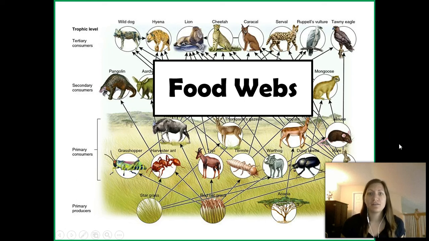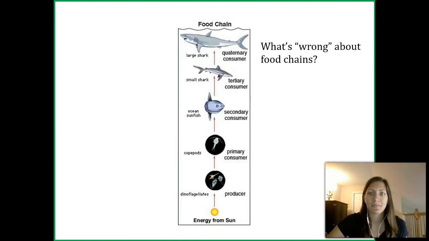So food chains and trophic pyramids show one direct relationship, but food webs kind of show everything. So let's talk a little bit more about that. Here's a food chain from before. This is looking at an aquatic ecosystem. So starting from the sun, our producers, primary consumers, secondary, etc.